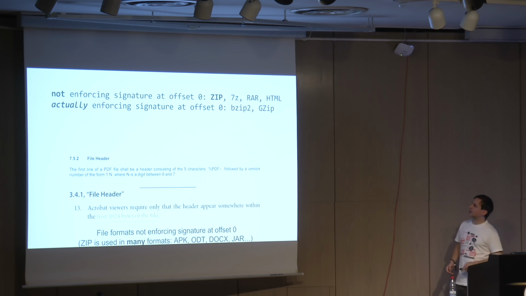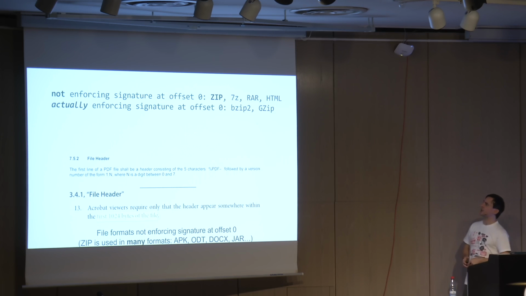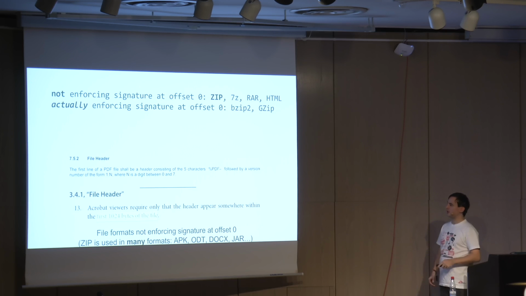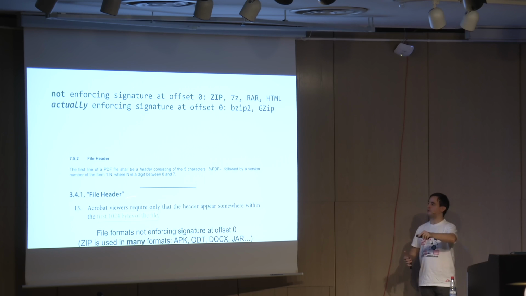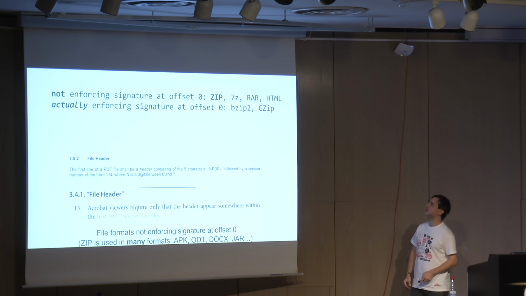Some don't, like some archive formats, particularly the zip, which is also used in many other formats like APK, JAR, and others. Some compressors actually enforce a signature at offset zero, and PDF, which I like to abuse, theoretically has to start at offset zero, but in practice, only within the first K of the file. So that's how I could abuse it. We'll see that later. I could abuse PDF files a lot.